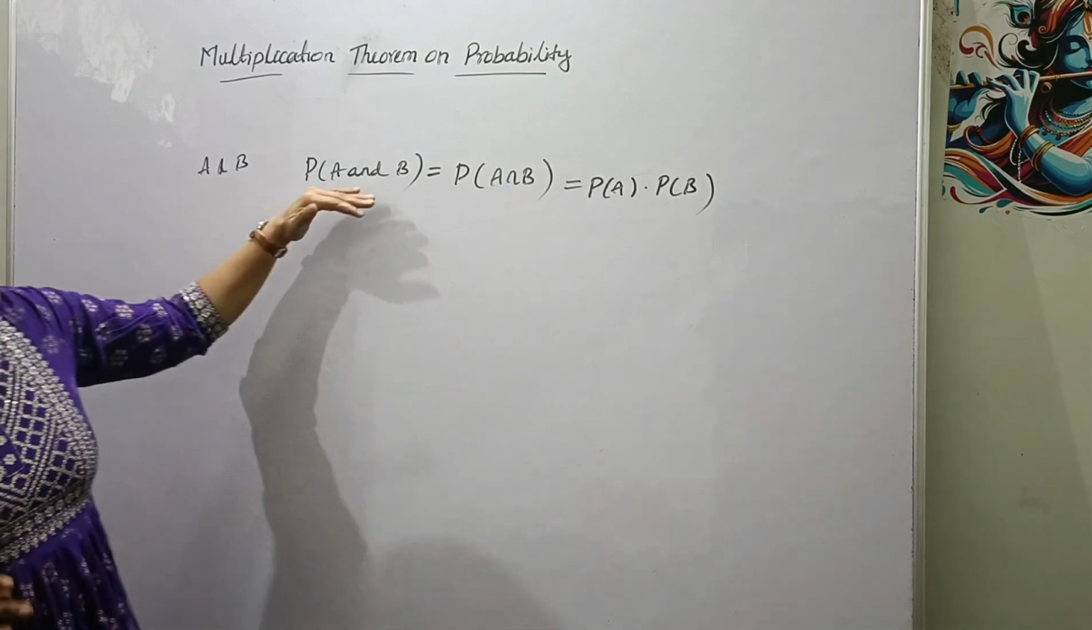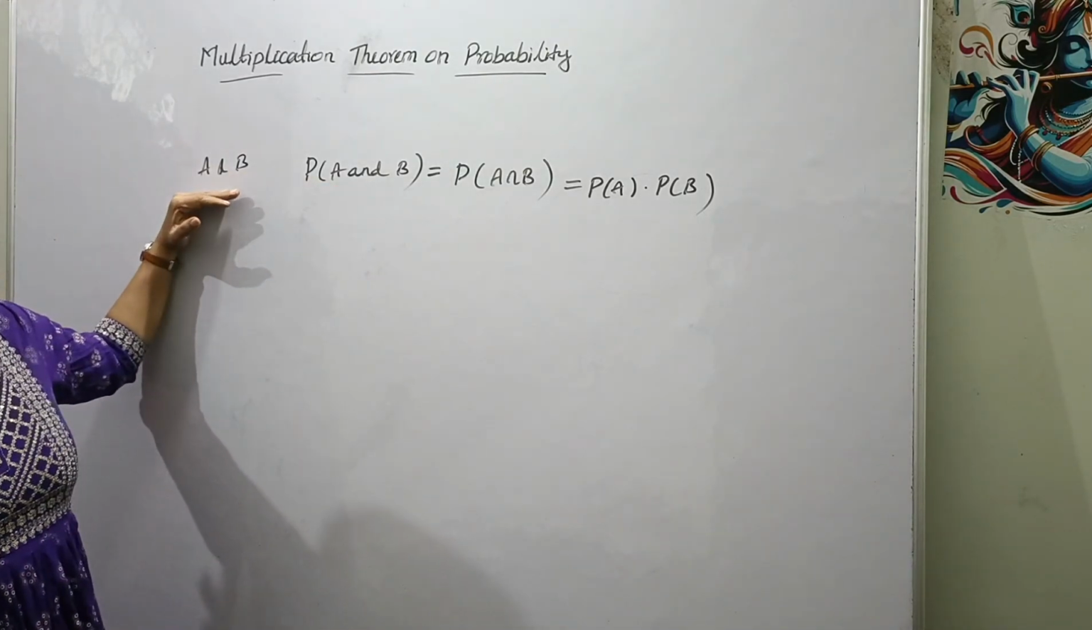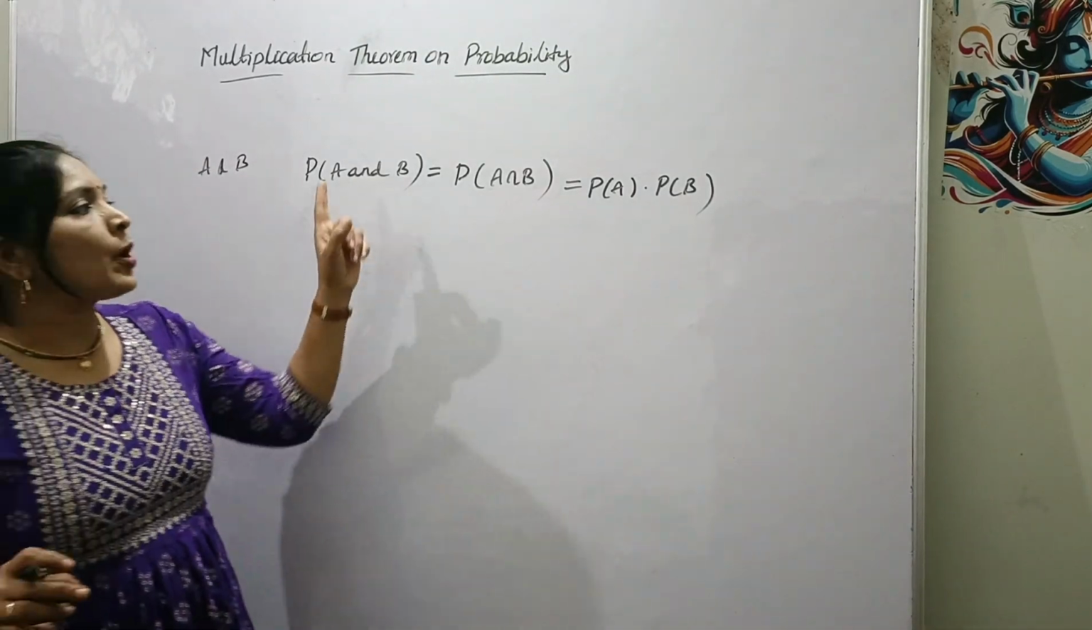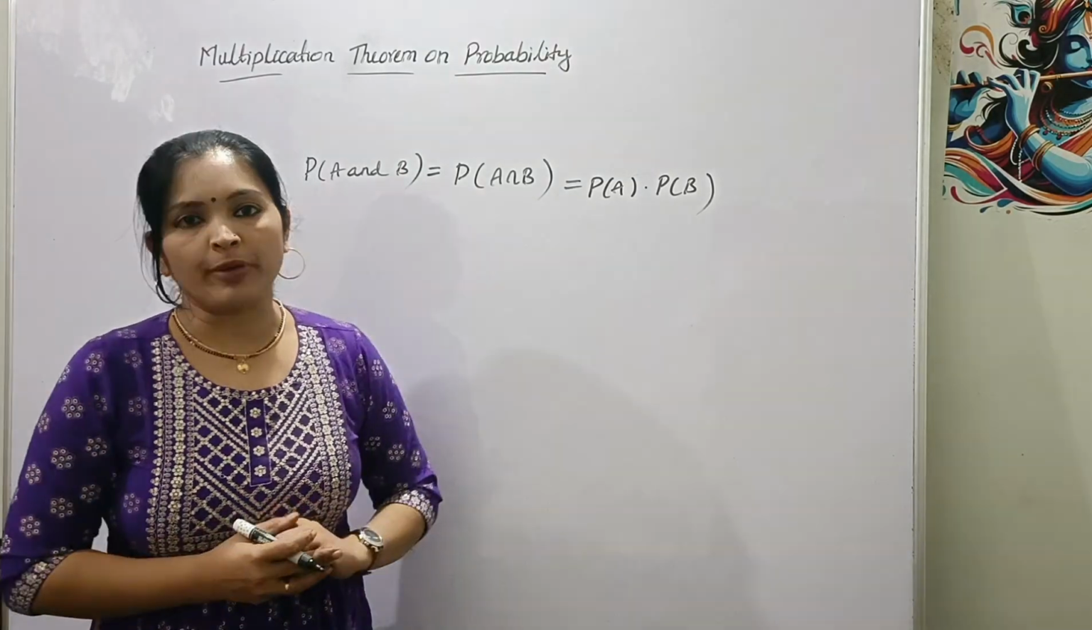Here, this case is only for independent events. That is, if A and B are independent events, then probability of A intersection B is equal to probability of A into probability of B.